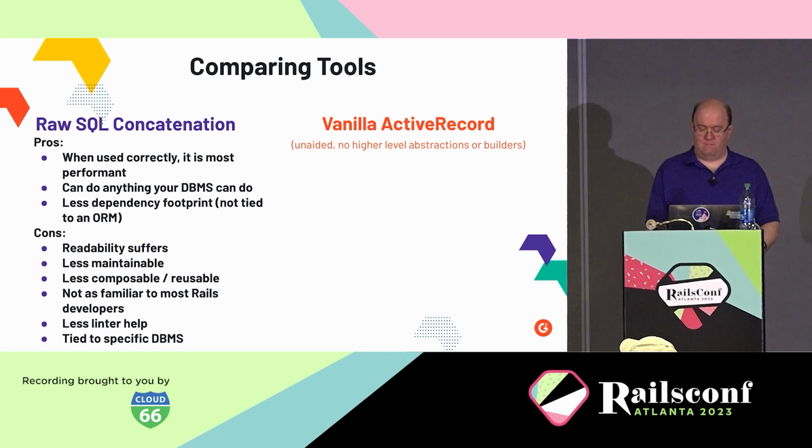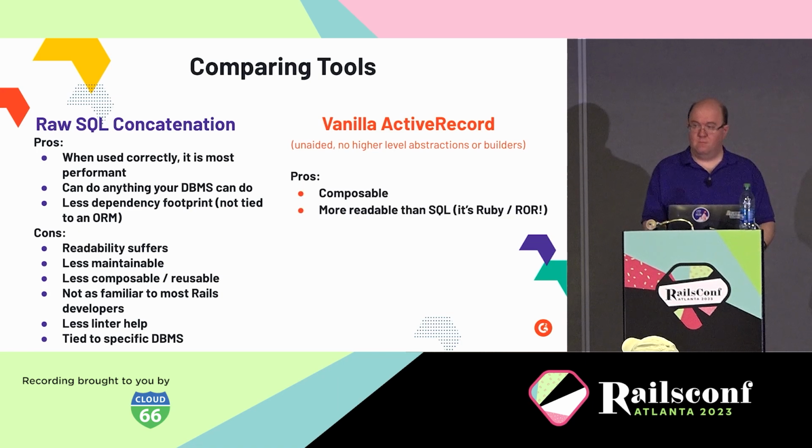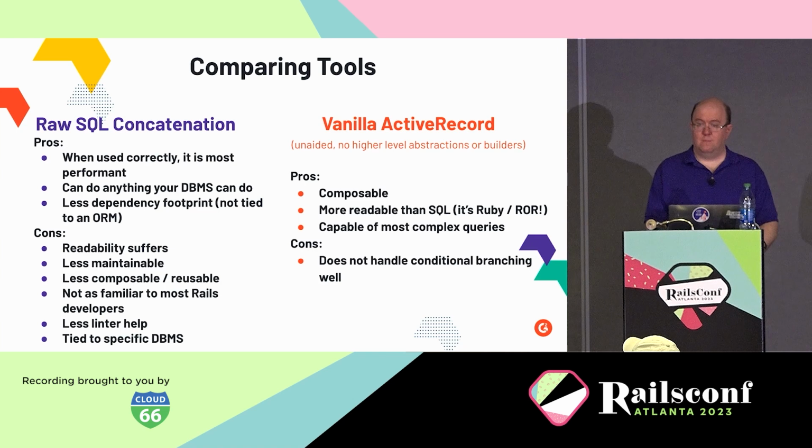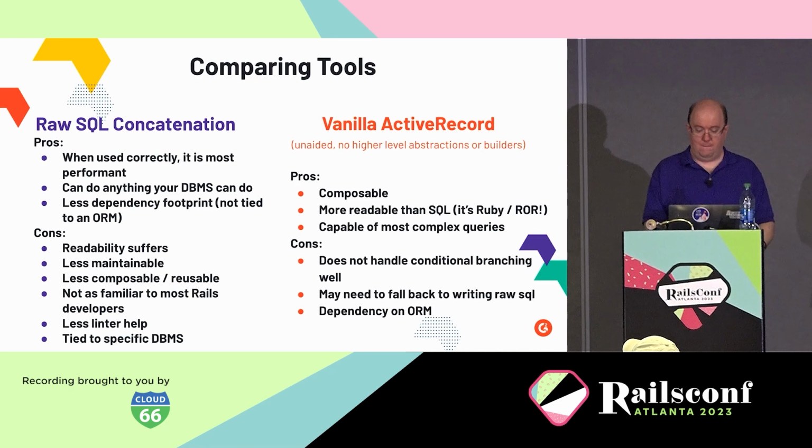All right, so how about just vanilla ActiveRecord, no libraries or higher level abstractions with it? Advantages, quite composable. It's more readable than SQL. After all, you're back to Ruby on Rails. And it's capable of most complex queries. It has its downsides. Big one, it doesn't handle conditional branching well by itself. And you may need to fall back to writing raw SQL at times. You do have a dependency on your ORM.